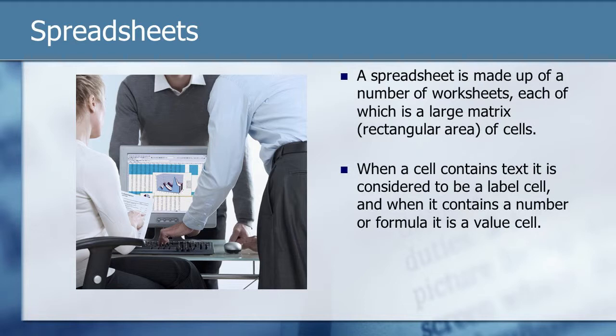And each of those cells could contain potentially text, which the program would consider to be a label, or it could contain a number or a formula, which the computer or the program would consider to be a value cell, so that it can do some calculations with that particular type of information.